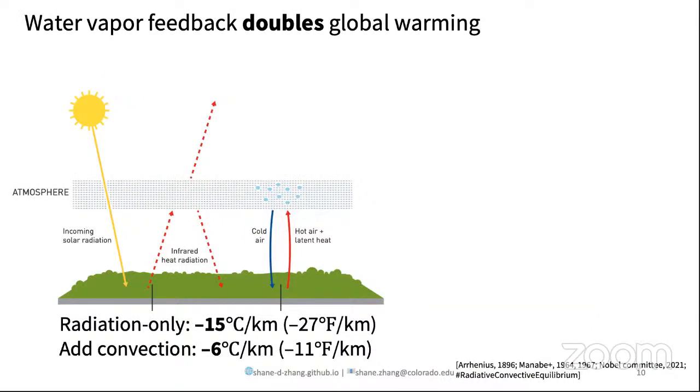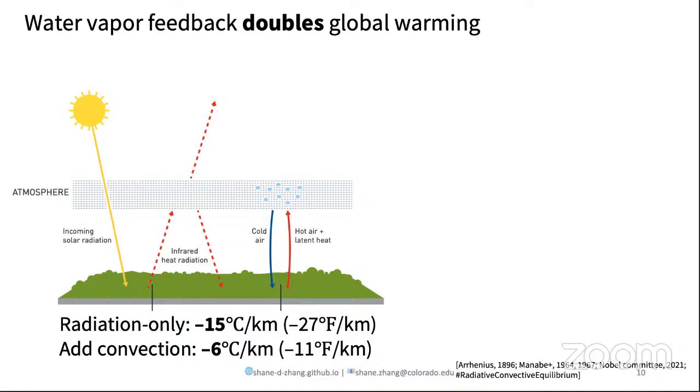If you go to a 14er, you're probably going to take some clothes because the temperature will be lower when you go to the top. And you might have heard that the temperature will decrease about 6 degrees centigrade with an elevation gain of 1 kilometer. It turns out if we consider only radiation as the way of heat transfer, then the temperature will decrease much faster with elevation, at 15 degrees centigrade per kilometer.